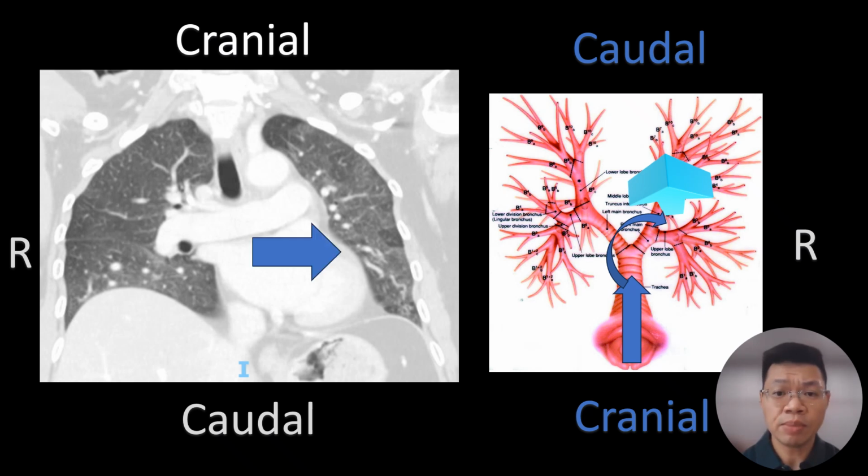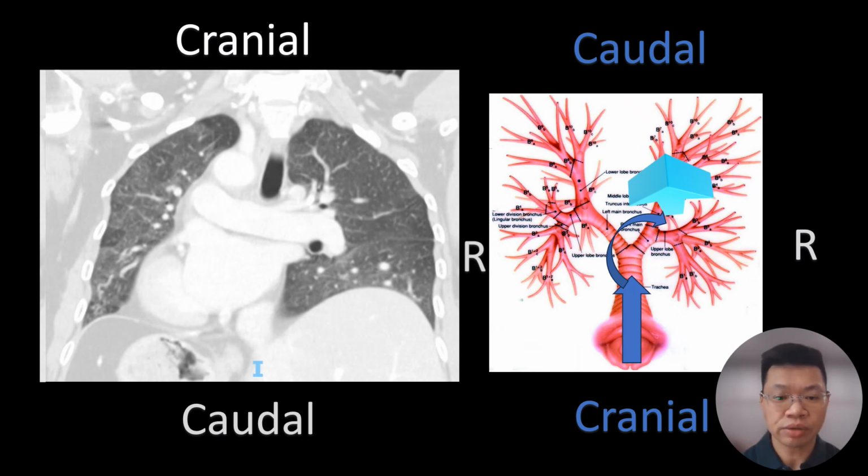We then flip the CT horizontally so that the right side of the CT image will correlate with the right side of our bronchoscopic image. Therefore, the middle lobe appears as this circle now.